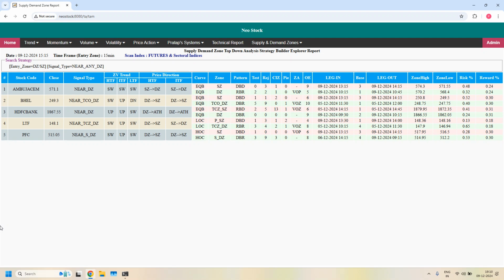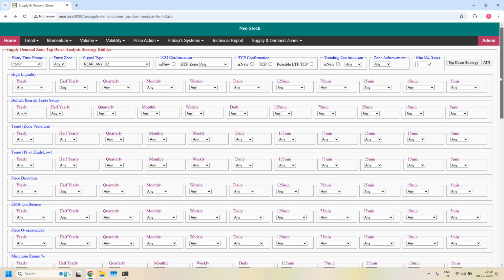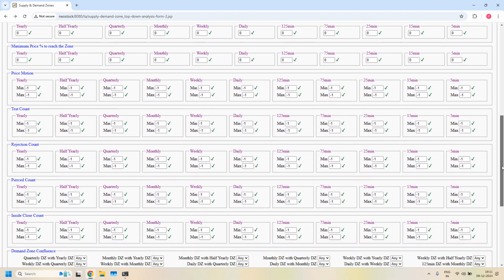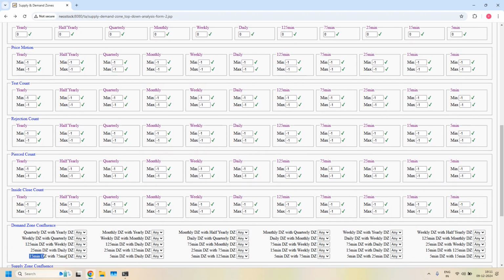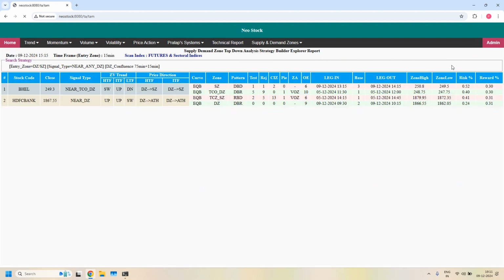Out of these 5, how many are having ITF confluence? Demand zone confluence. That is 15 minutes with 75 minutes demand zone confluence. I am enabling that filter. So with this filter, we got 2 stocks, 2 demand zones we got. First one is already pierced, it is invalid. Second one is having ITF confluence. That means 15 minutes demand zone is overlapped with 75 minutes demand zone. That is what zone confluence.